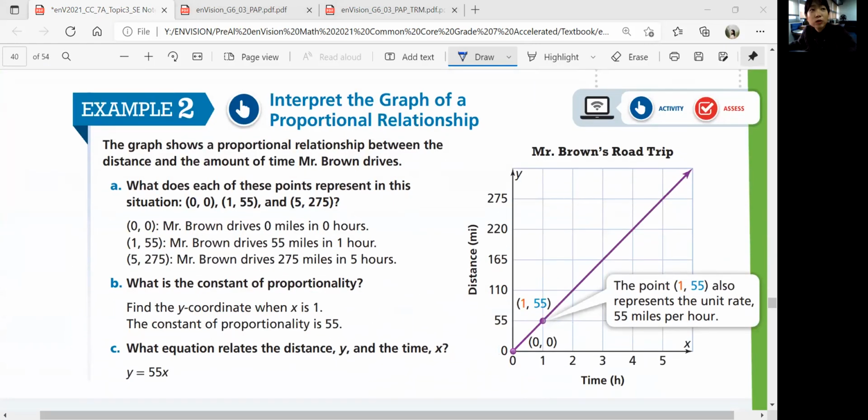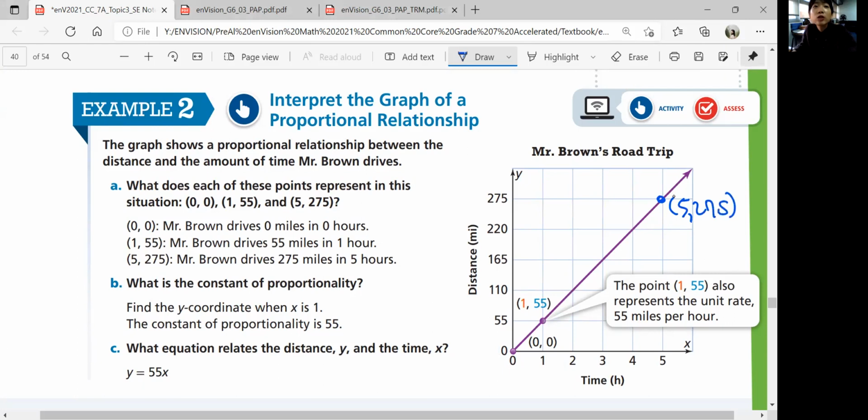All right. Let's look at example 2. Interpret the graph of a proportional relationship. The graph shows a proportional relationship between the distance and the amount of time Mr. Brown drives. Part A, what does each of these points represent in this situation? 0, 0, 1, 55, 5, 275.